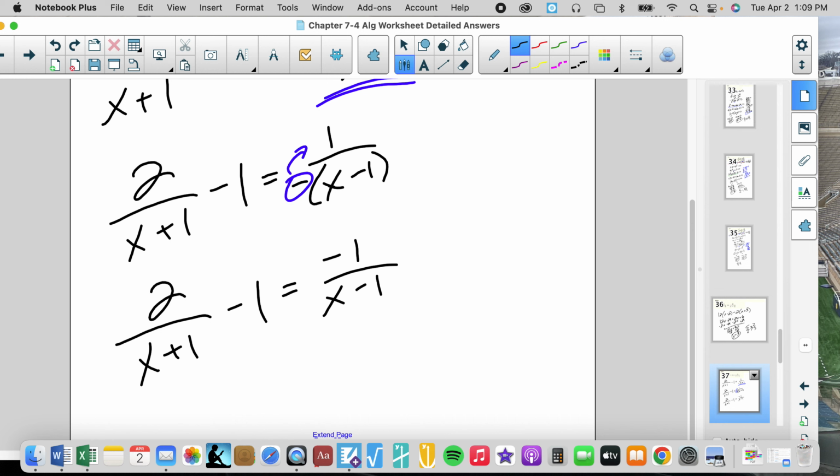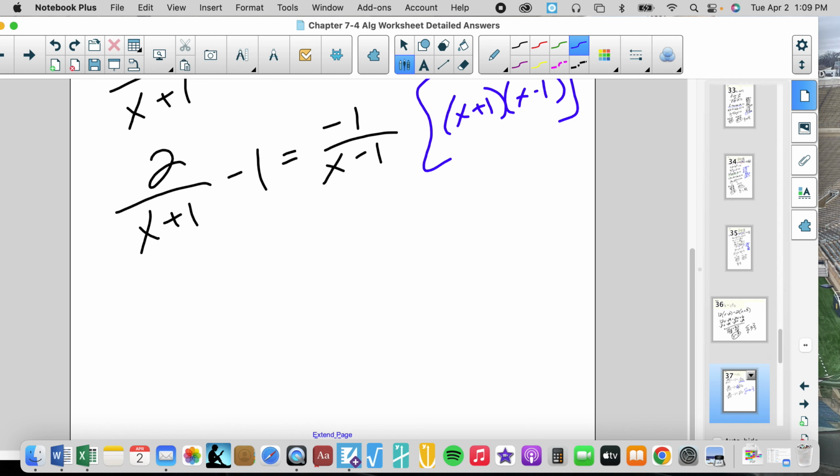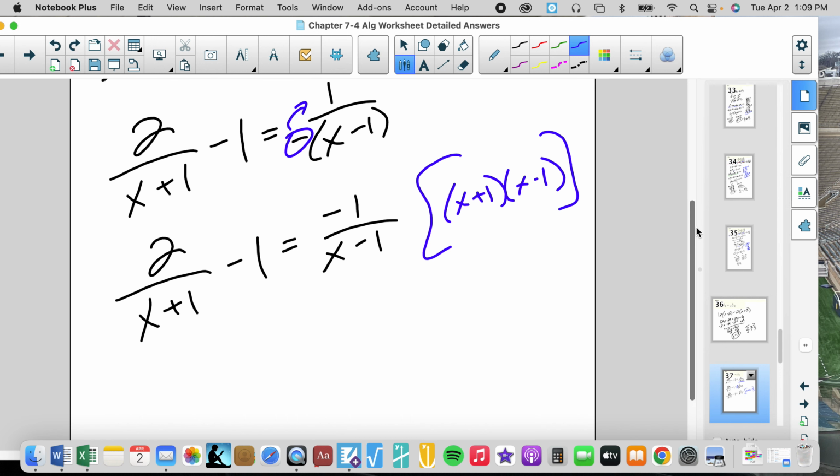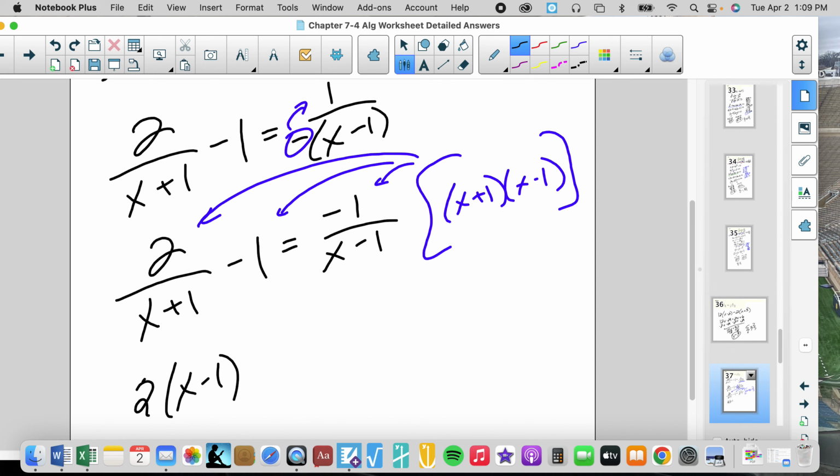So now I see what the common multiple is going to be: x plus 1, x minus 1. I'm going to multiply everything by that, and if I distribute it to all three of the terms, x plus 1 is going to cancel, so I'm left with 2 times x minus 1.